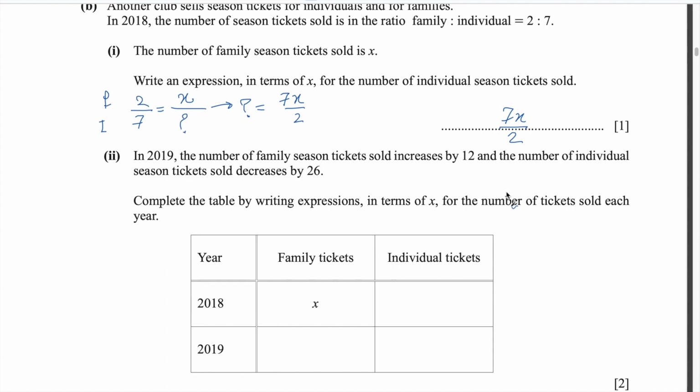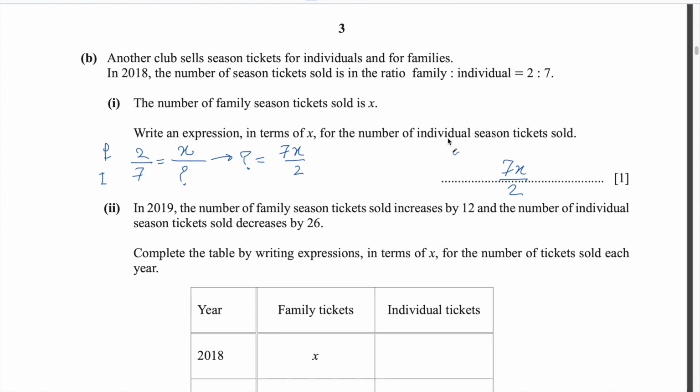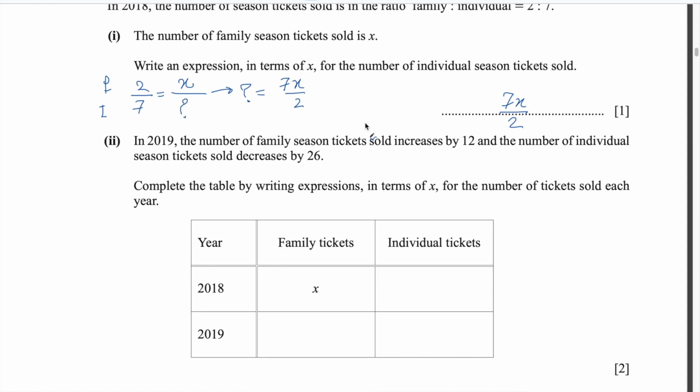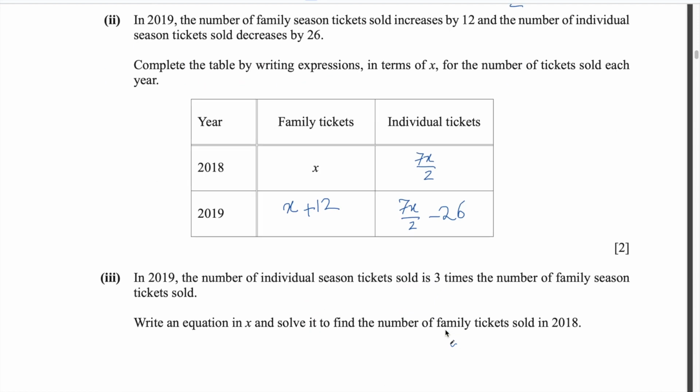Now it says in 2019 the number of family season tickets sold increased by 12. So in 2018 was X. So in 2019 it becomes X plus 12, and the number of individual season tickets sold decreases by 26. So individual tickets was 7X over 2 found in the previous part. 26 is actually deducted, so it will be 7X over 2 minus 26 in 2019.